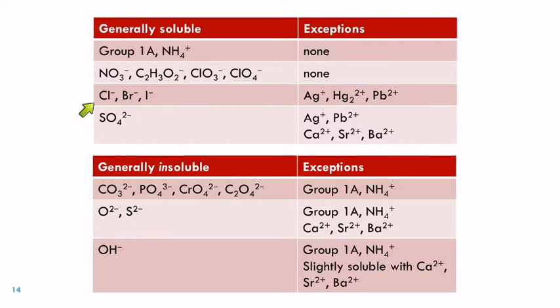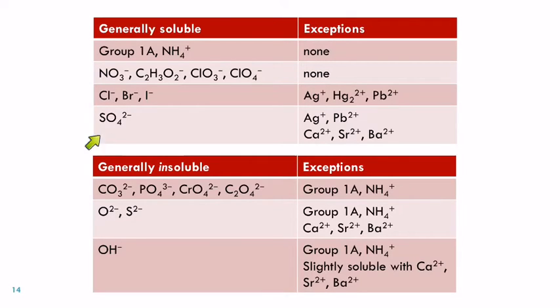If this is the anion in the compound, it's usually going to be soluble, except if we have these with silver, with mercury 1, or with lead, lead 2. So lead 2 chloride, not soluble. That would form a precipitate. Lead 2 iodide forms a precipitate. That's that yellow precipitate we saw just recently.